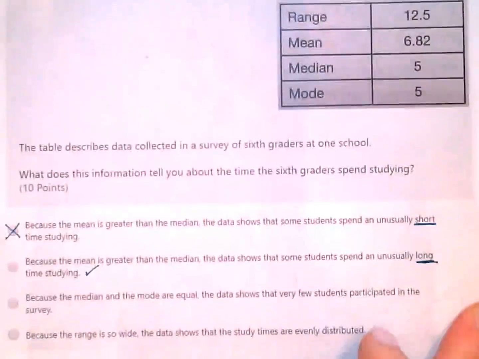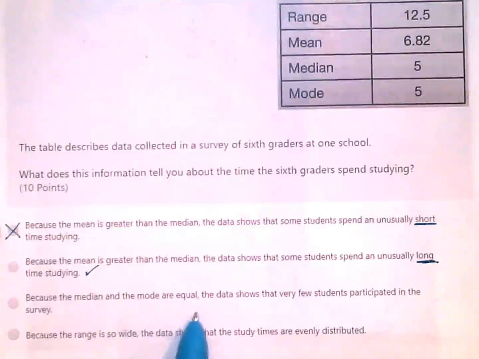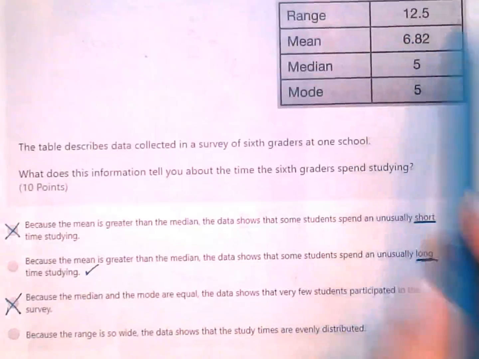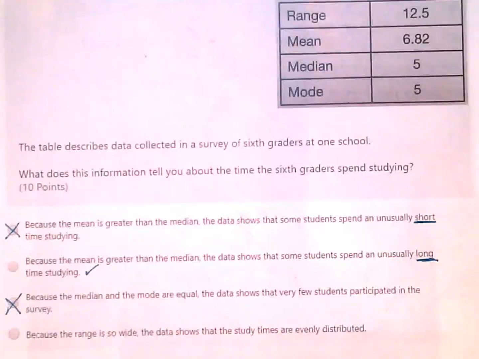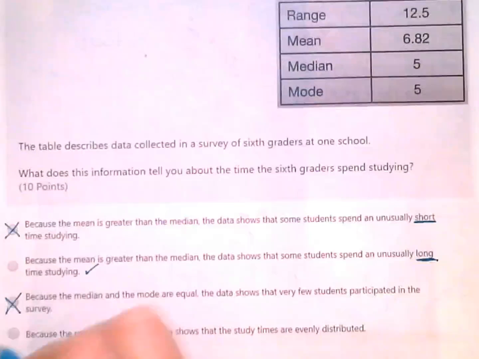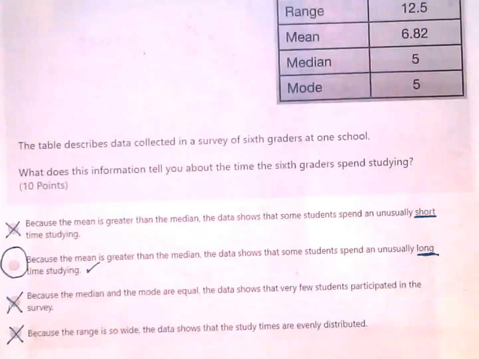Let's take a look at the other two choices. Because the median and the mode are equal, the data shows that very few students participate in the survey. One has nothing to do with the other. The median is simply the number in the middle, and the mode is the one that shows up the most, has nothing to do with how many pieces of data we have in our set. And because the range is so wide, the data shows that the study times are evenly distributed. All the range tells us here is that they are distributed among 12.5 points. It doesn't tell us that they're evenly distributed because most of those points could be at one end of the range or the other, or right in the middle. So this one is out. That leaves us just with this option.